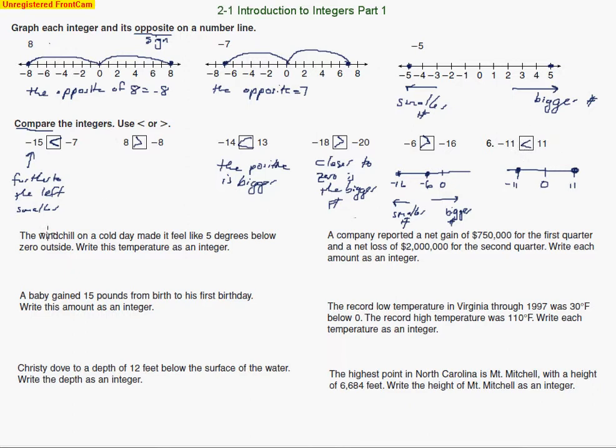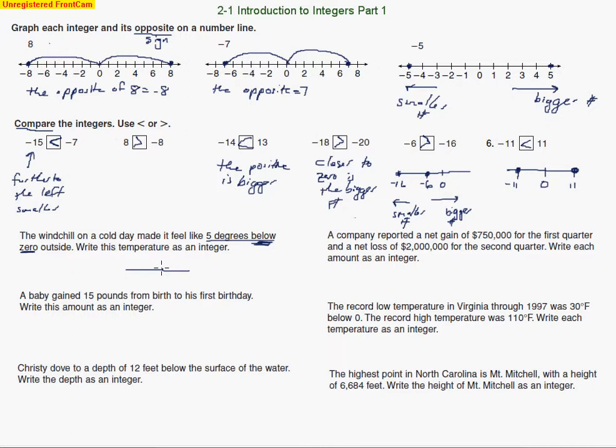Over here, it talks about some word problems. The wind chill on a cold day made it feel like 5 degrees below 0. They're asking us to write the temperature as an integer. Does that mean it's a negative 5 or is it a positive 5? Well, let's take a look at a number line.